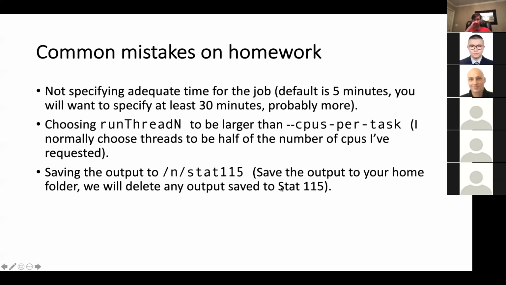Common mistakes that I want to talk about briefly. If you don't specify the time, then like I said, it's going to shut off in the middle and you're not going to get the results. So specify at least 30 minutes. I like to specify 2 hours just to be safe. I think if you choose run thread to be larger than CPUs per task, you might get an error. I'm not actually positive about this.